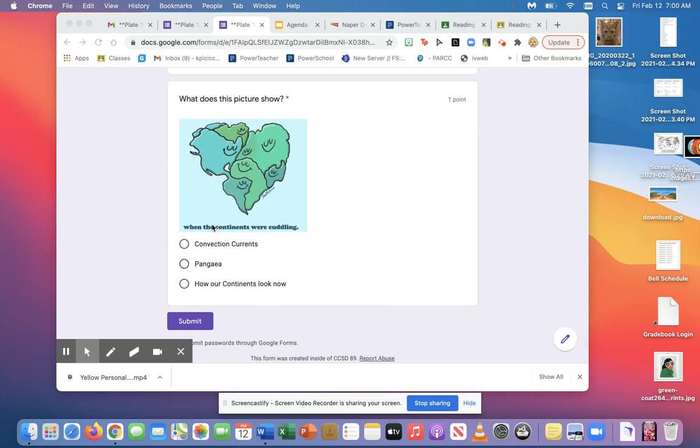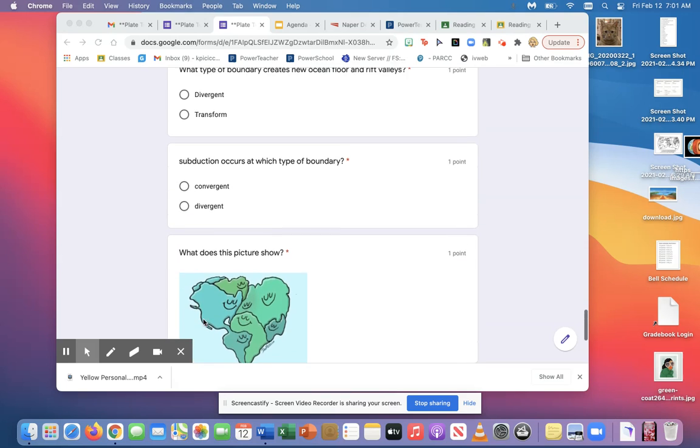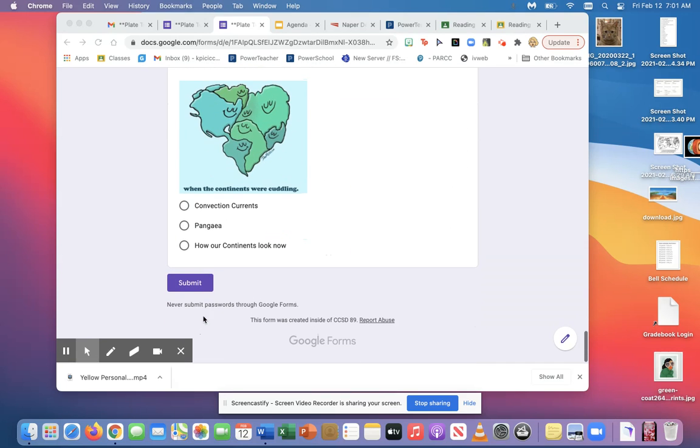And then the last question, and I love it, so cute. So, what does this picture show? And then look, these are all the continents cuddling. Oh, so what is that a picture of? Is that a picture of convection currents, Pangea, or how our continents look now? Go ahead and select the right answer. So, before submitting, I would just go back, check any answers you're unsure of, and then make sure you submit, and you are all done.